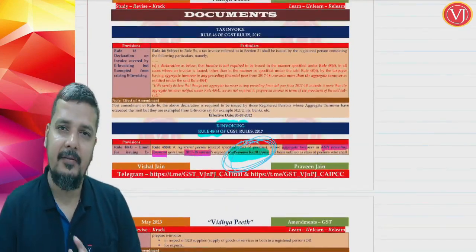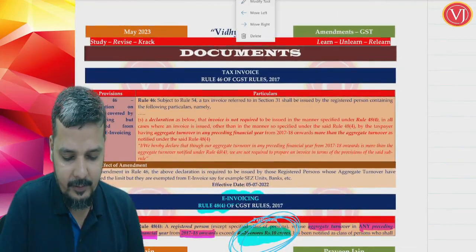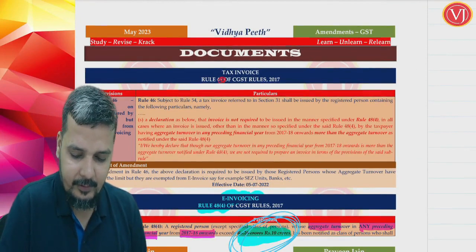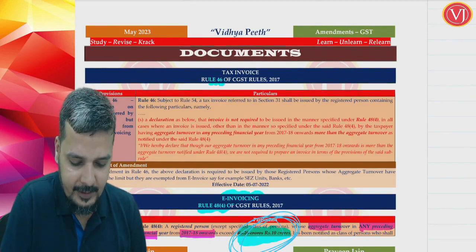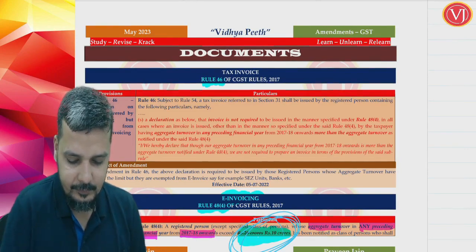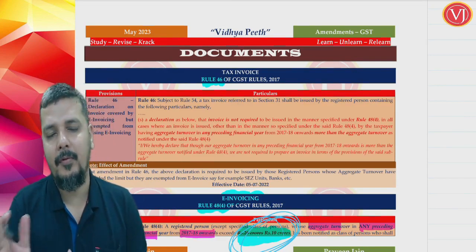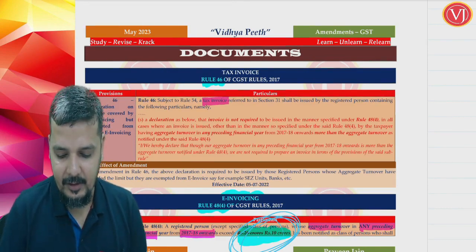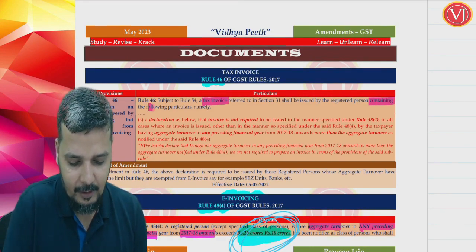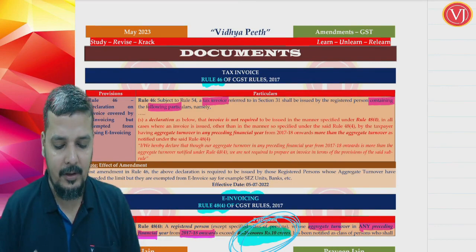Now the other amendment, which is again related to e-invoicing, is given in Rule 46. See this point, that is all again related to your e-invoicing. What should a tax invoice contain? Subject to Rule 54, which is for special cases, a tax invoice, as in section 31, issued by a registered person shall contain the following particulars. There is a long list of details of what a tax invoice should contain, given in Rule 46.